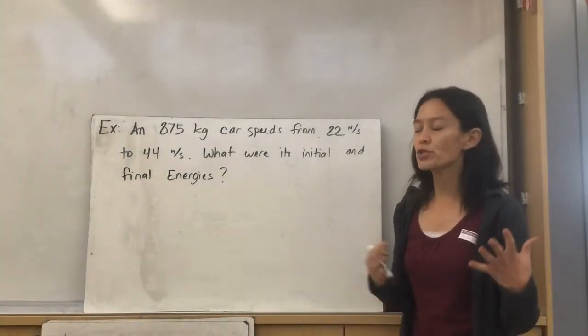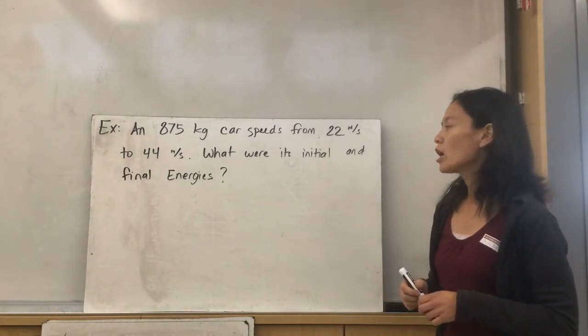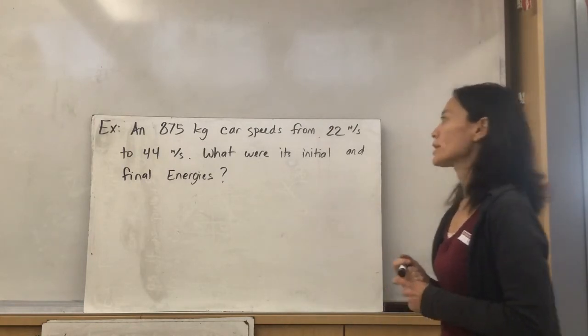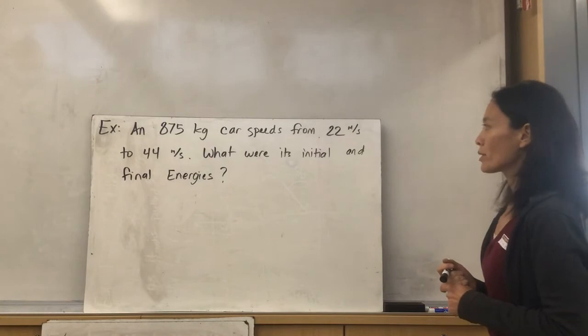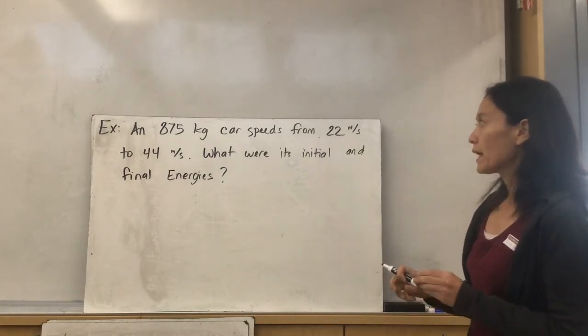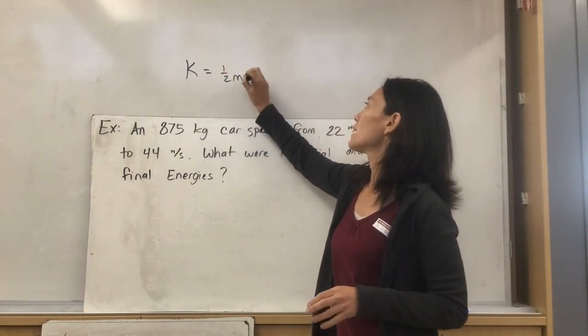Okay, so I want to go through some quick examples of using the different energy equations. This one says an 875 kilogram car speeds from 22 meters per second to 44 meters per second. What were its initial and final energies? So it's moving, so this means it's kinetic energy. And if you remember, the equation for kinetic energy is 1/2 mv squared.